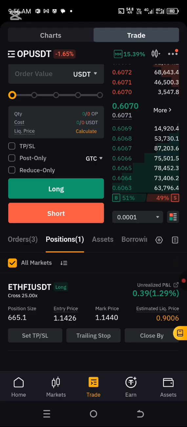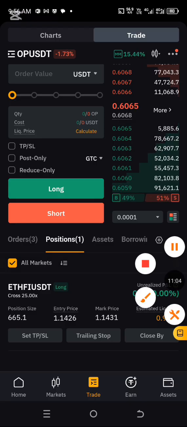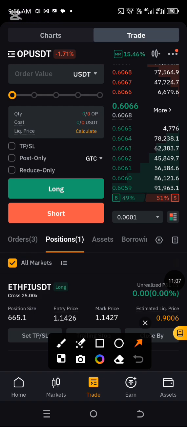Short means sell. So whenever you place a trade, you have places to look. So if you place a trade with a limit order, it is most likely to be under this place.